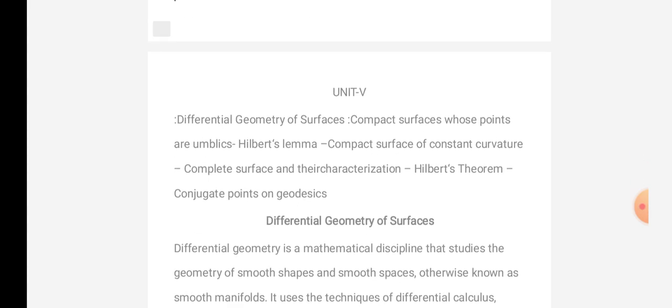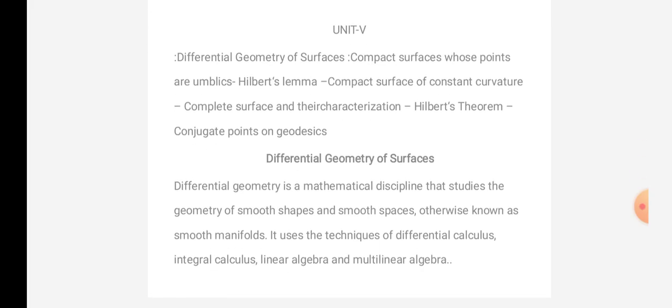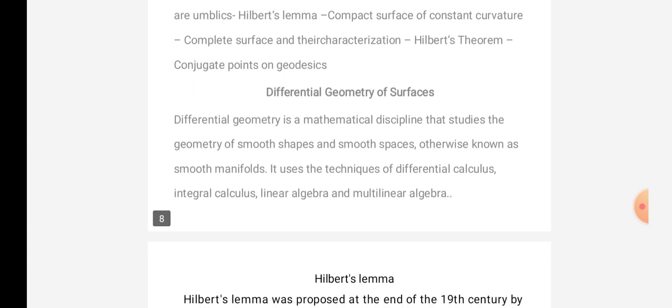Next, we will discuss basic definitions of Unit 5. Before we discuss the definitions, the following topics are included: differential geometry of surface, compact surface whose points are umbilical, Hilbert's lemma, compact surface of constant curvature, complete surface and their characterization, Hilbert's theorem, conjugate points on a geodesic.